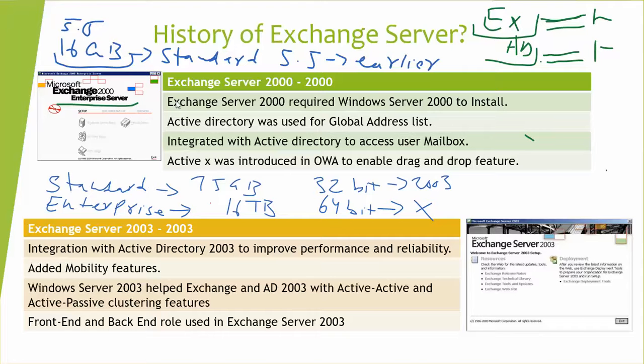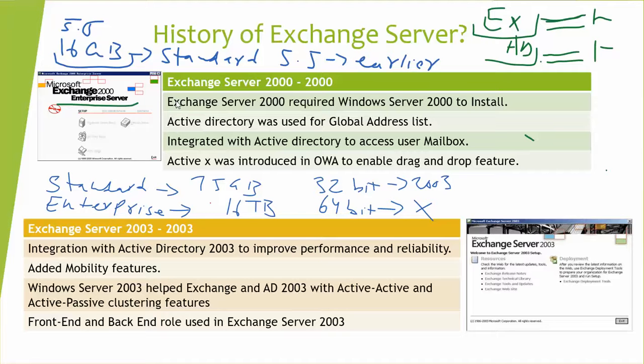So one of the other things that you see in here is the front-end and back-end role used in Exchange Server 2003. That's another thing that we got. Exchange Server is gonna send and receive emails. So how is this process happening, like how is Exchange Server sending and receiving emails inside your organization, internally or externally, like sending an email to an external, outside user? This is actually happening through a role.